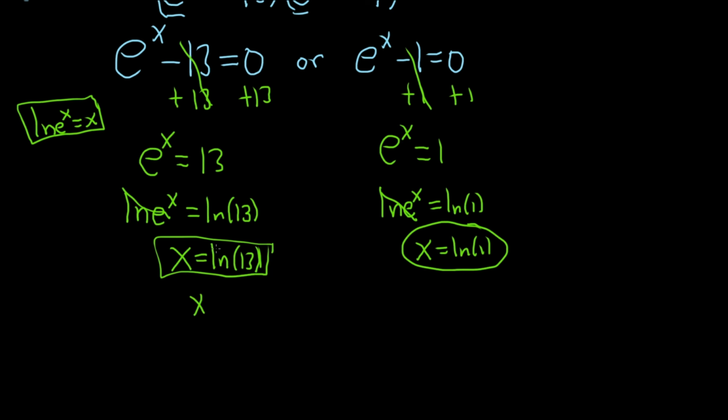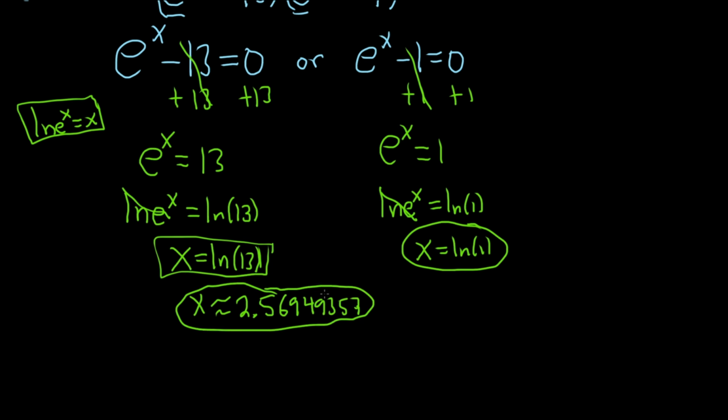So without logs, the natural log of 13 in my calculator is approximately 2.5694357. I don't know how many decimals the problem wanted, so I'll just put a bunch of decimals. So that's the approximation. And then here, this is just 0. That's just 0. And that's it.